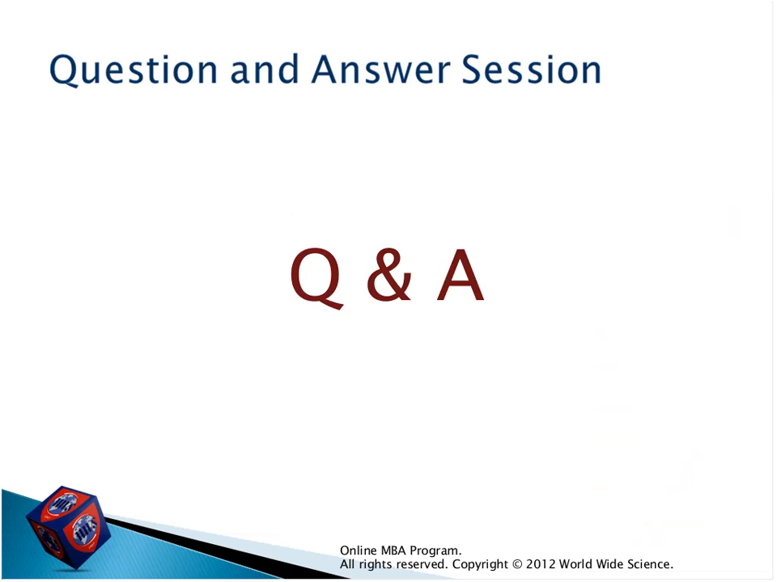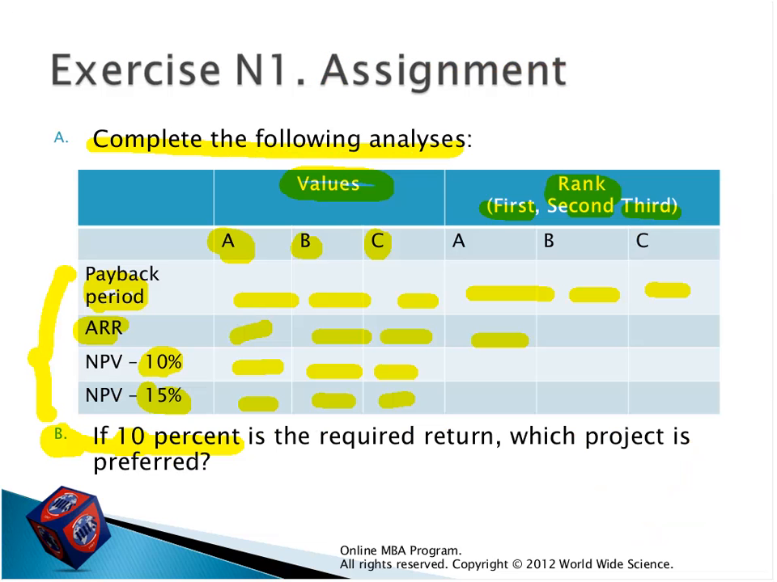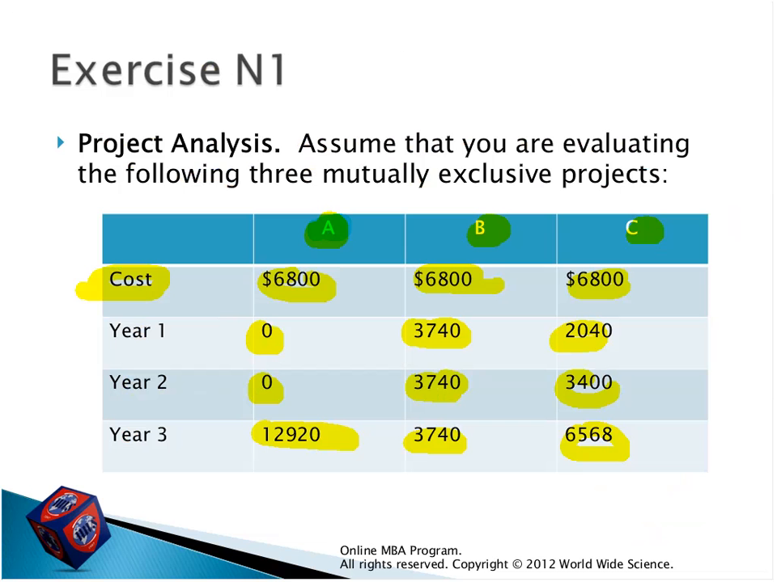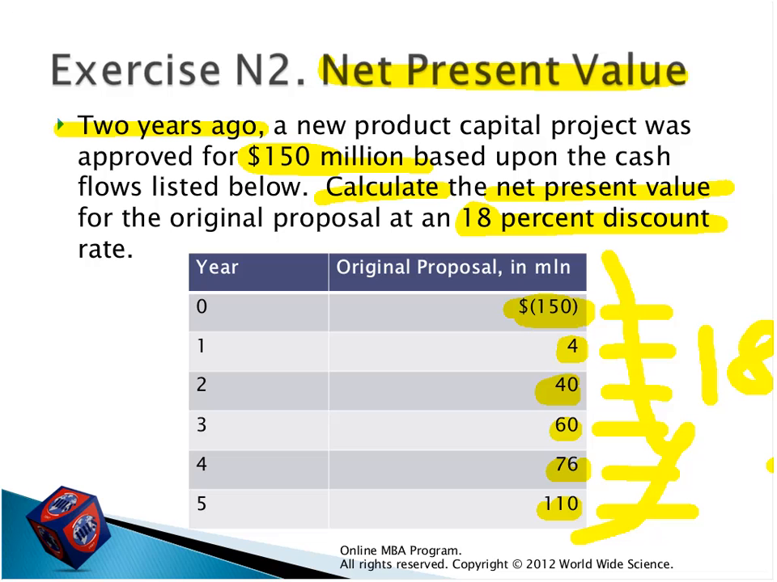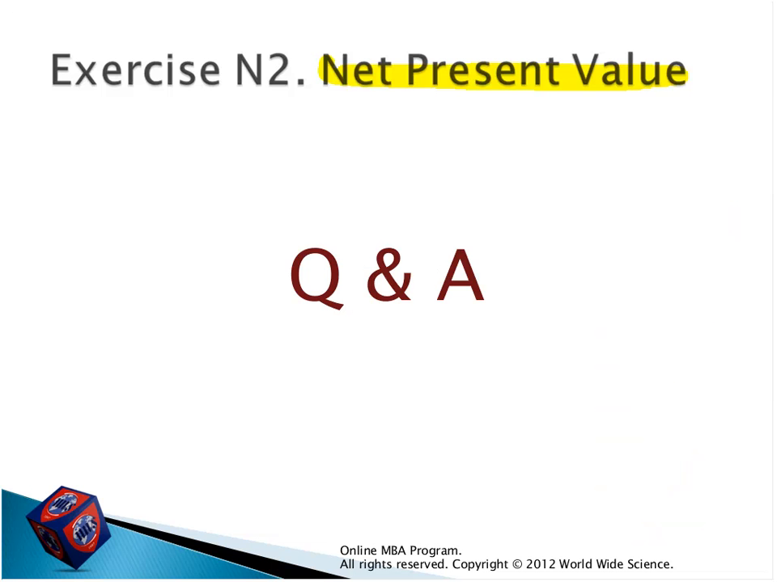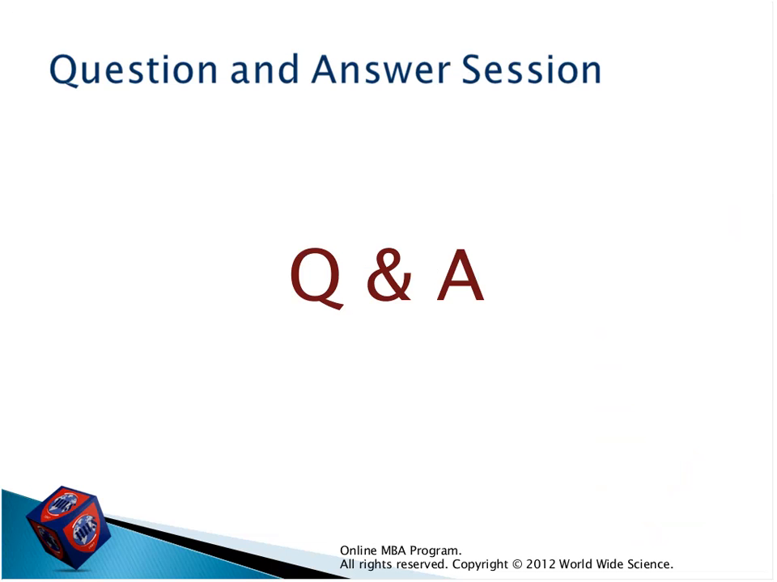So you have 2 assignments. The first is based on the 3 different projects where you have to find the 4 different methods and make decisions to rank each project. And exercise number 2, the second assignment, is based on net present values. That's all I am going to give you today.